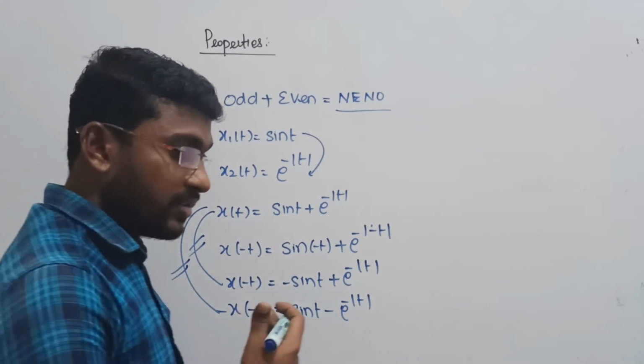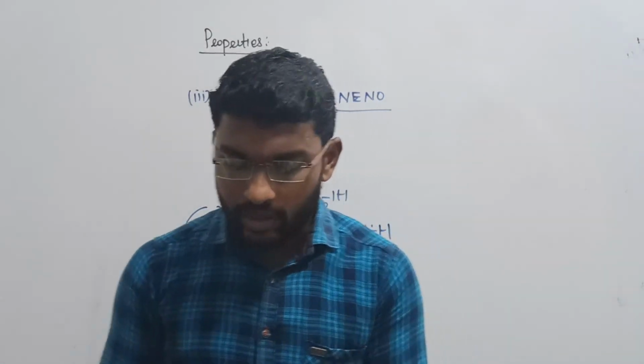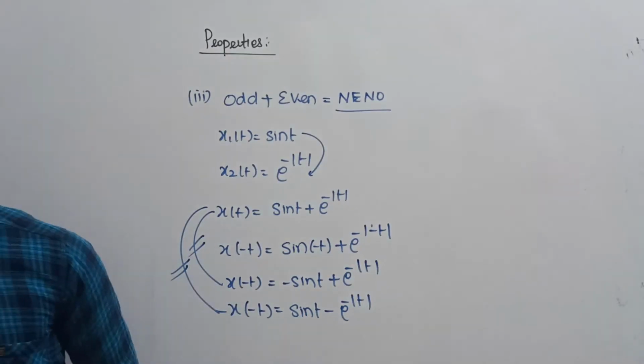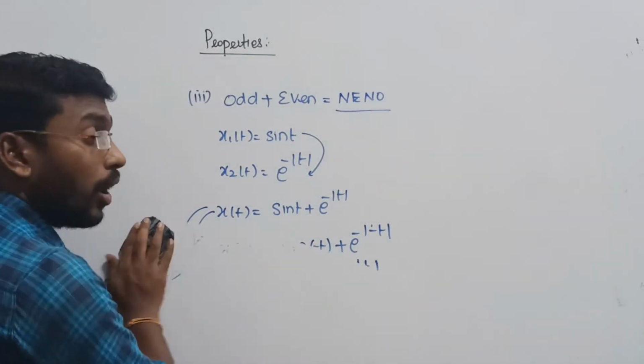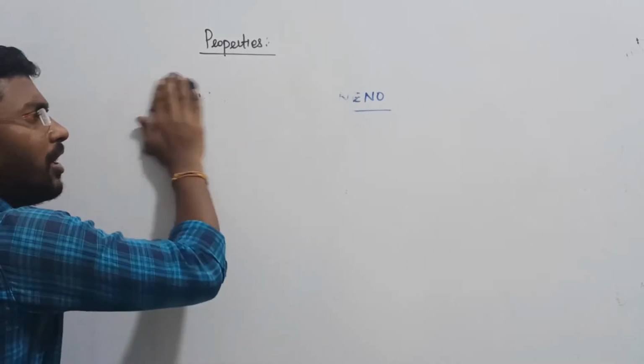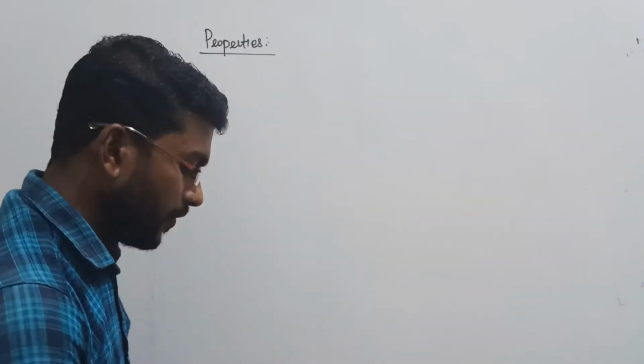Next we are going to discuss multiplication, right? If I multiply two even signals, then what will happen? If I multiply two odd signals, then what will happen? Then the multiplication of an odd and an even signal. A very important and very beautiful phenomenon that we are going to observe now.